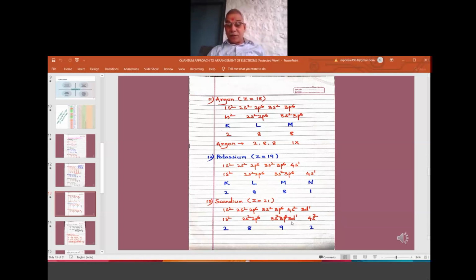So it is K, L, M, and N. In the K, 2 electrons, in the L, 8 electrons, and in the M, 2 electrons from 3s, 6 electrons from 3p, 1 from the 3d, totally 6 plus 3, 9. So 9 electrons in the M shell and 2 electrons in the N shell. So, strictly according to the above principle.